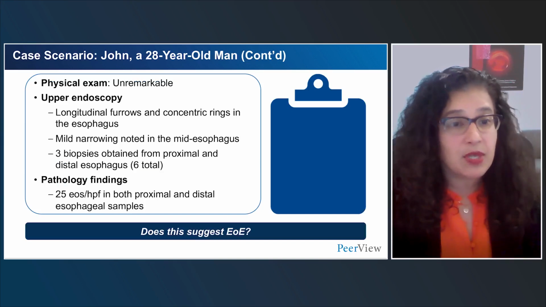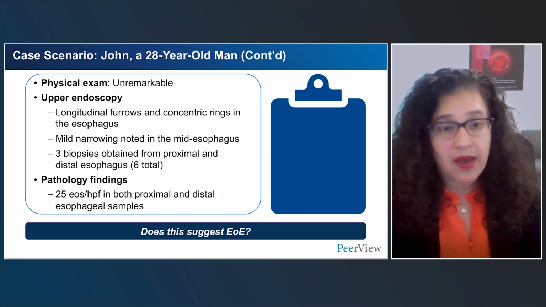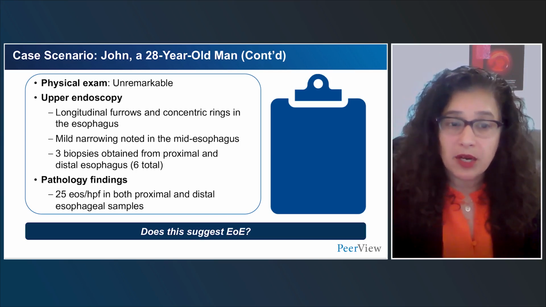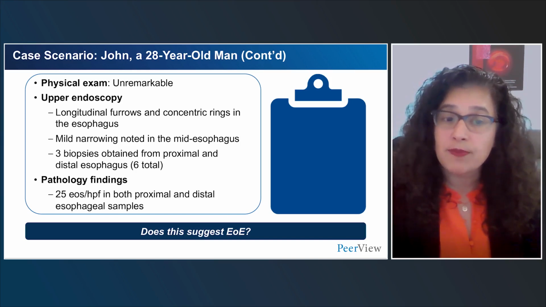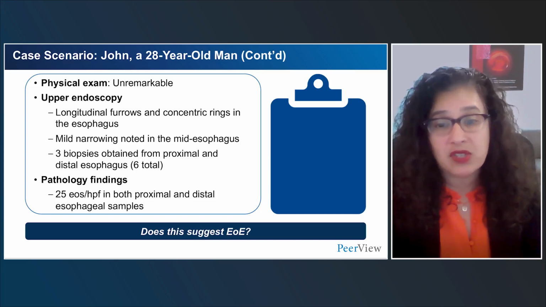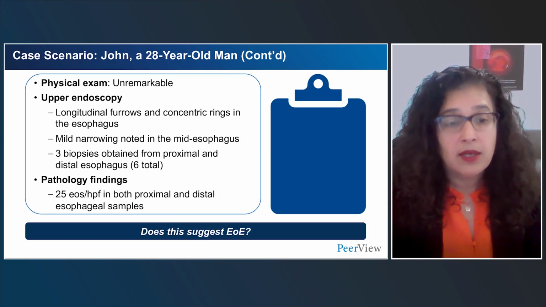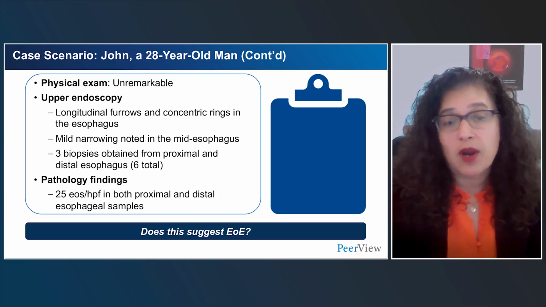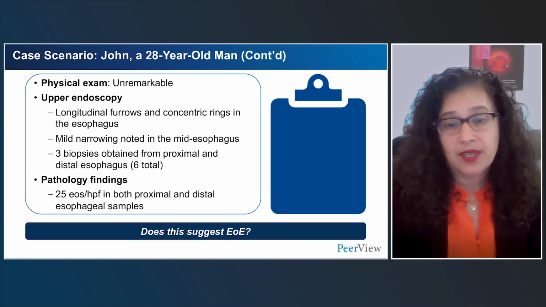His physical exam is unremarkable, and his upper endoscopy shows longitudinal furrows and concentric rings in the esophagus. He has mild narrowing or stricturing noted in the mid-esophagus. 3 biopsies were obtained from both the proximal and distal esophagus, so 6 in total. And his pathology finding shows 25 eosinophils per high power field in both the proximal and distal esophageal samples.